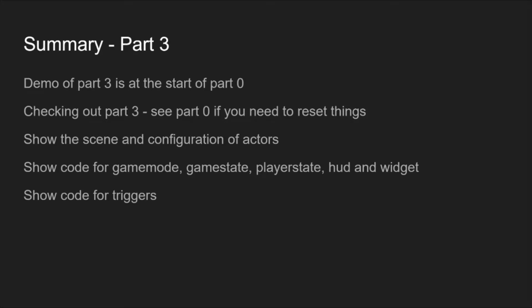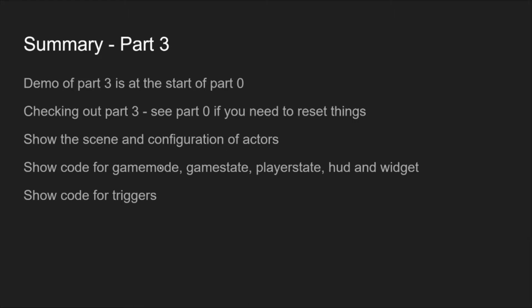In part 2 we set up networking so that we could see our friends move around. Now let's do something with our friends. Let's make it so that we actually have a race. In order to do that I'm going to check out part 3 so that you can follow along and see how to do that. Then I'm going to show the general scene and the configurations so some of the code that I show you will make a little bit more sense.